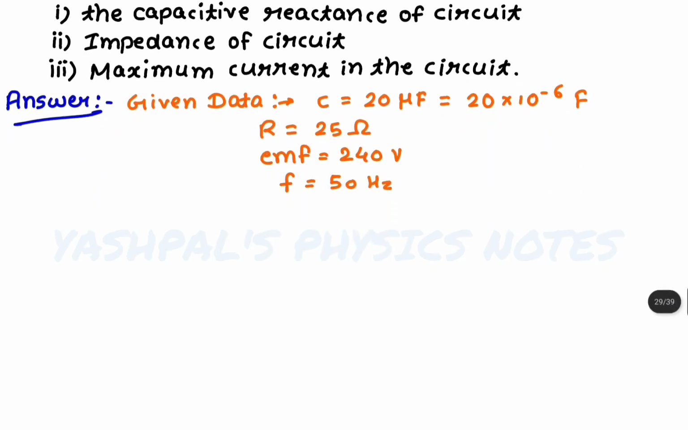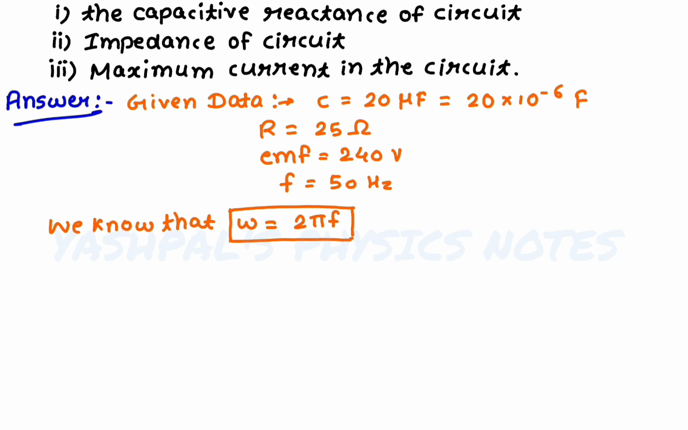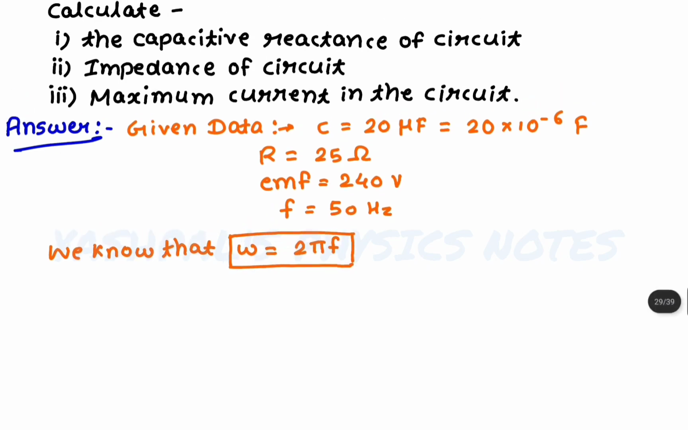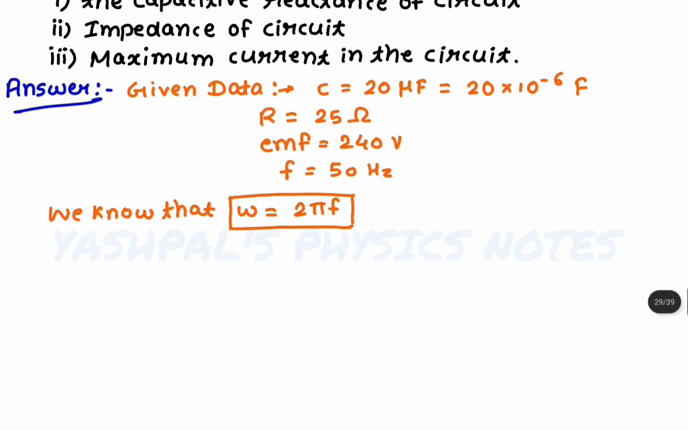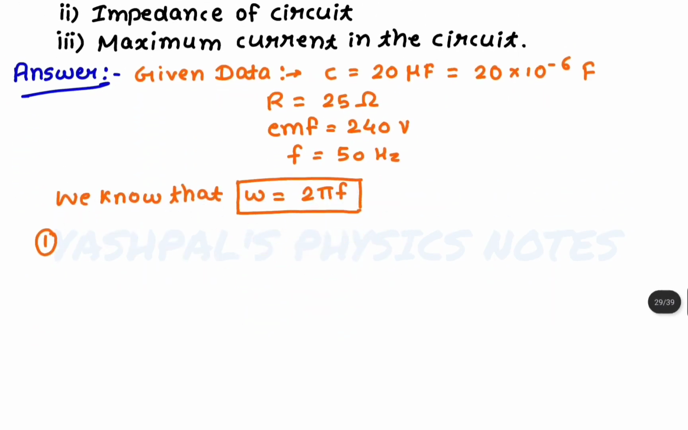Okay, so now we know that omega is equals to nothing but the 2 pi f, where omega is the angular frequency and f is the frequency given. Why I have written this, you will see in the further steps. So what we have asked, the capacitive reactance of circuit. So the formula of capacitive reactance, so here I am writing for first. Okay, this first question, the capacitive reactance of circuit.